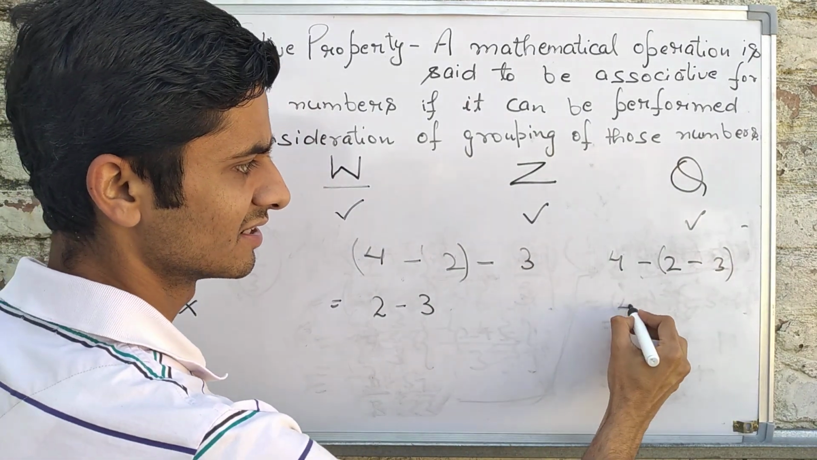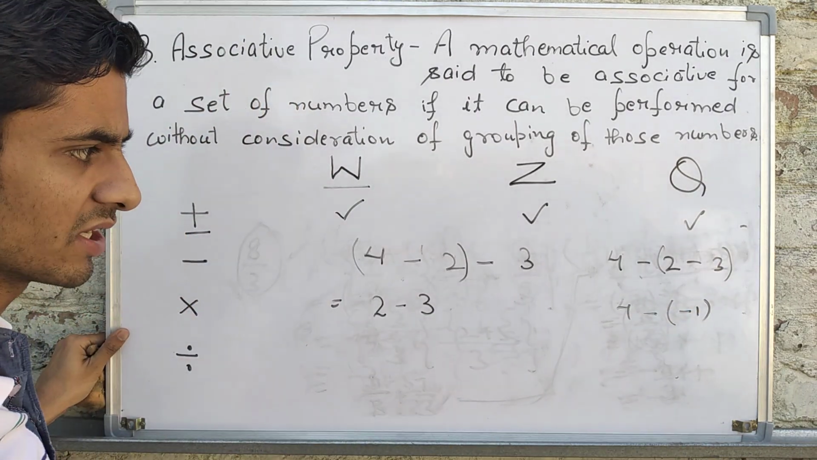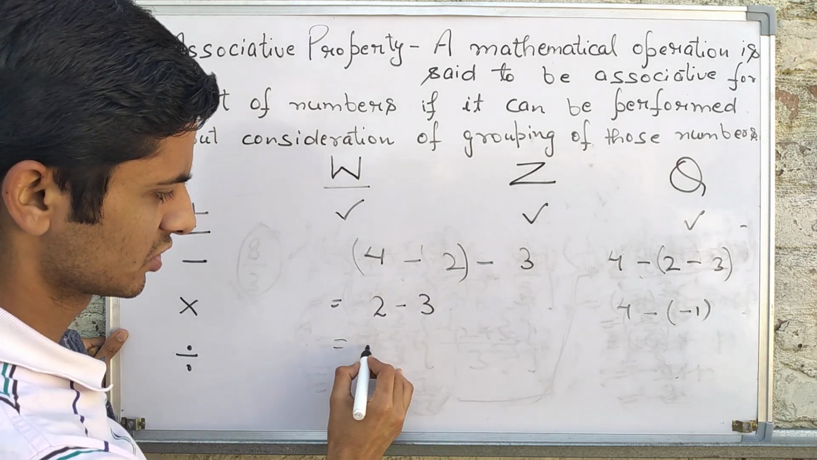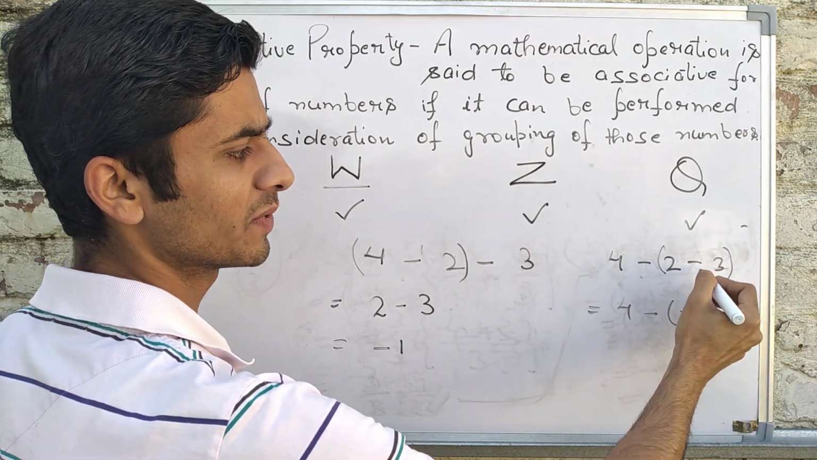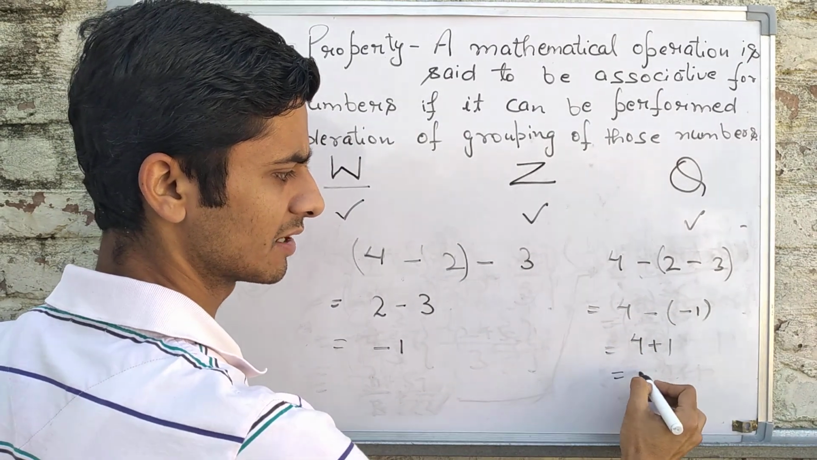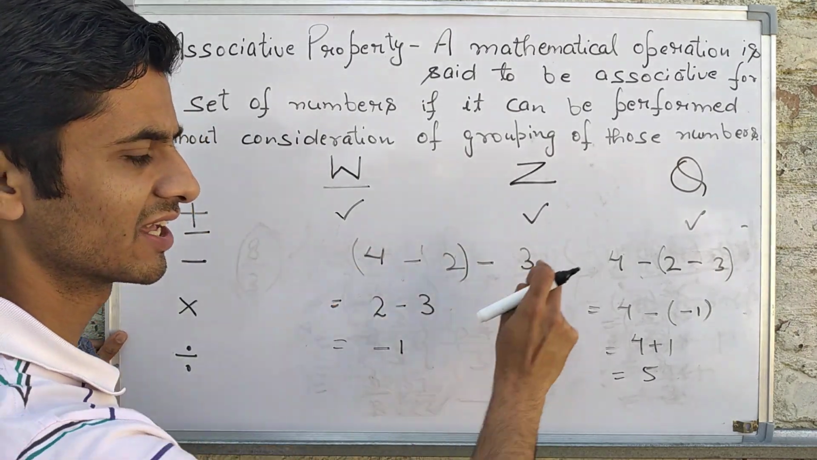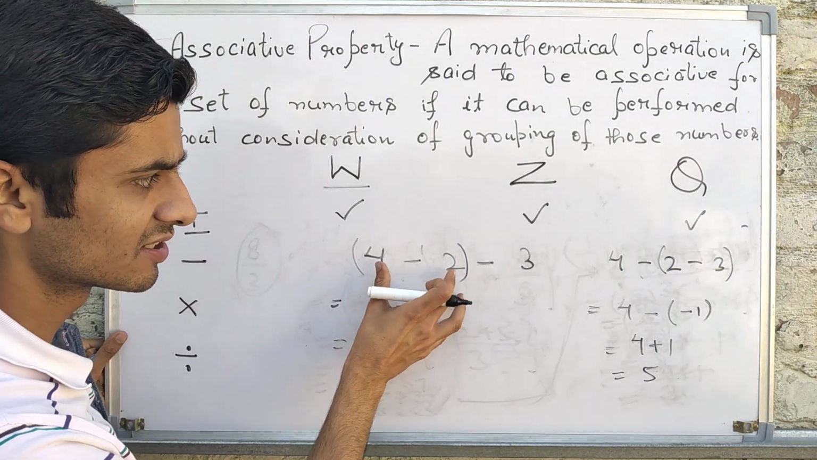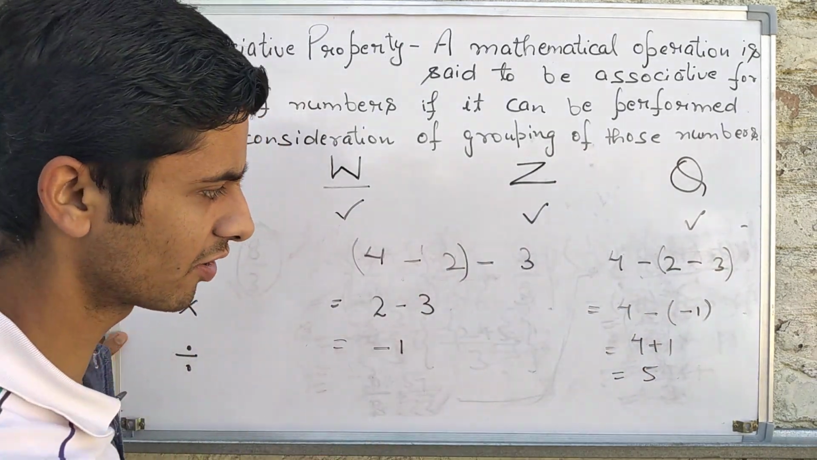Here 4 minus 2 minus 3 comes out to be minus 1. 4 minus 2 is 2, minus 3 comes out to be minus 1. Here 4 minus 2 minus 3: 2 minus 3 is minus 1. Now minus minus plus, 4 plus 1 comes out to be 5. I had written 4 minus 2 minus 3, and here also I had written 4 minus 2 minus 3. Here first of all I subtracted 2 from 4 and subtracted 3 from the result. Here I subtracted 3 from 2 and subtracted that result from 4.